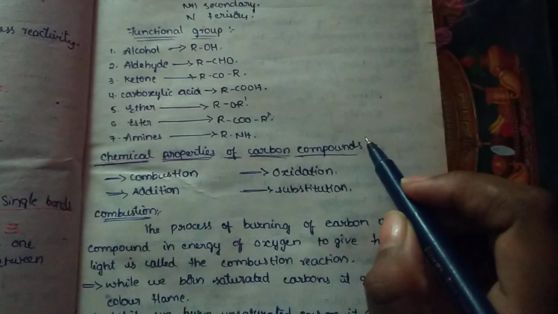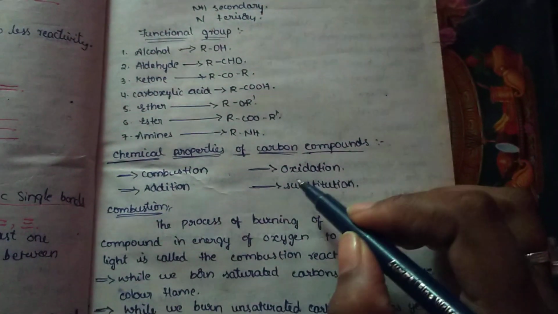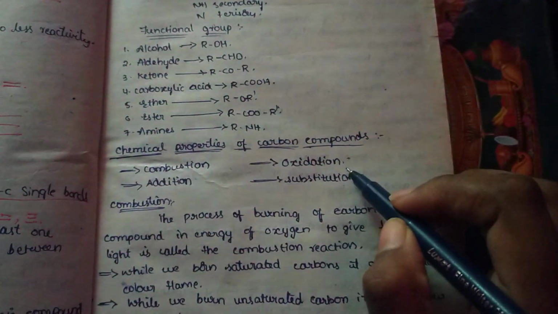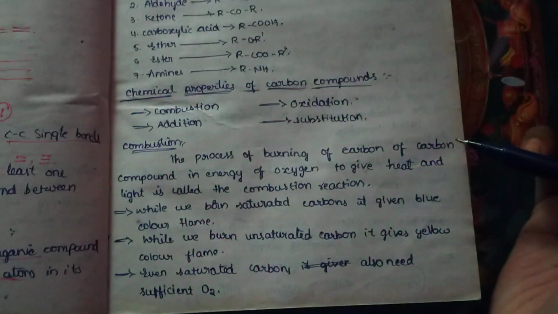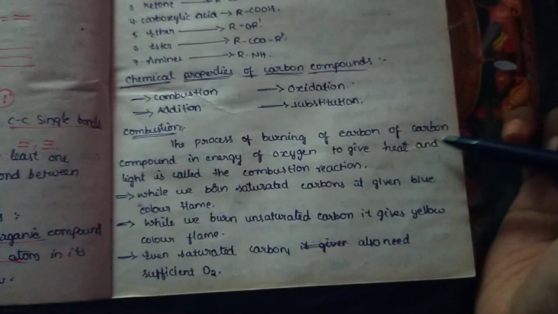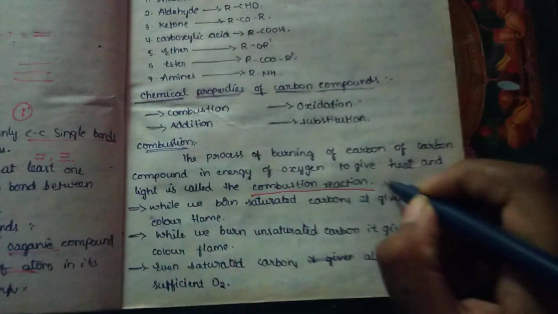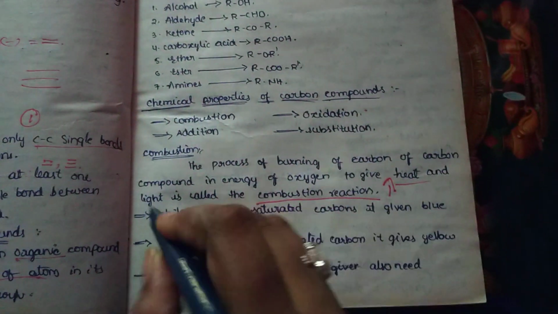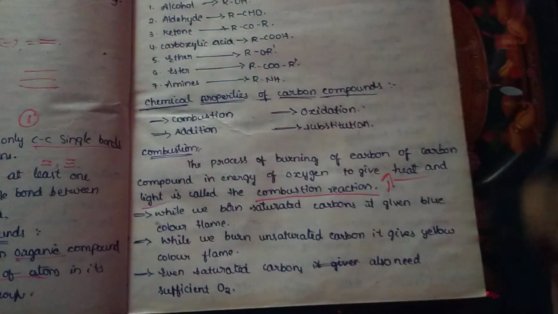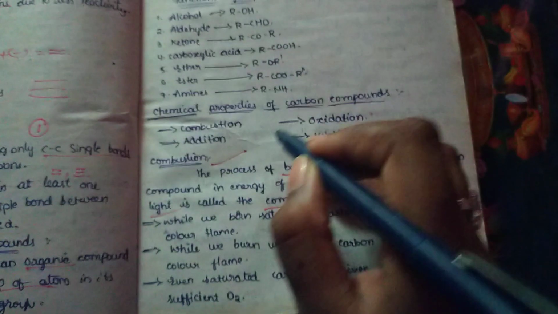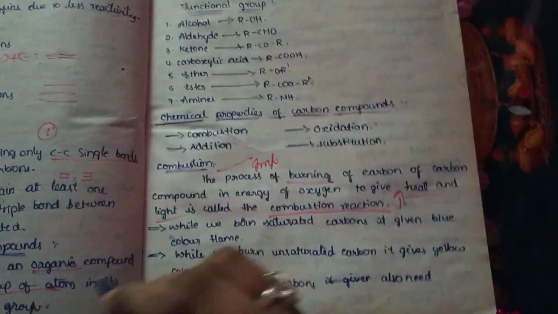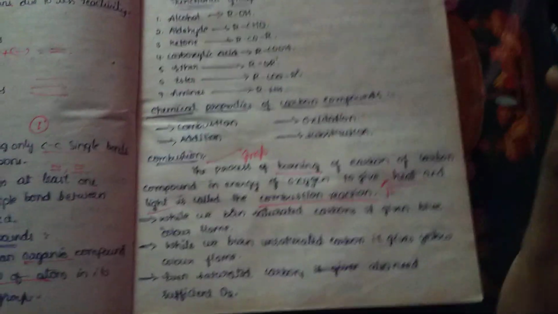Chemical properties of carbon compounds: combustion, oxidation, addition, substitution. So next, combustion. The process of burning a carbon compound in the presence of oxygen to give heat and light is called a combustion reaction. A combustion reaction is nothing but releasing something, like heat, light, electricity, or gas by burning. It's very important, not only in this, but in your higher studies also.